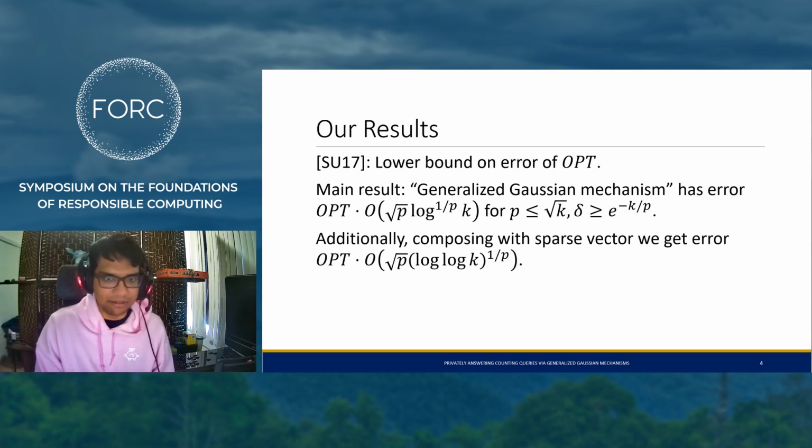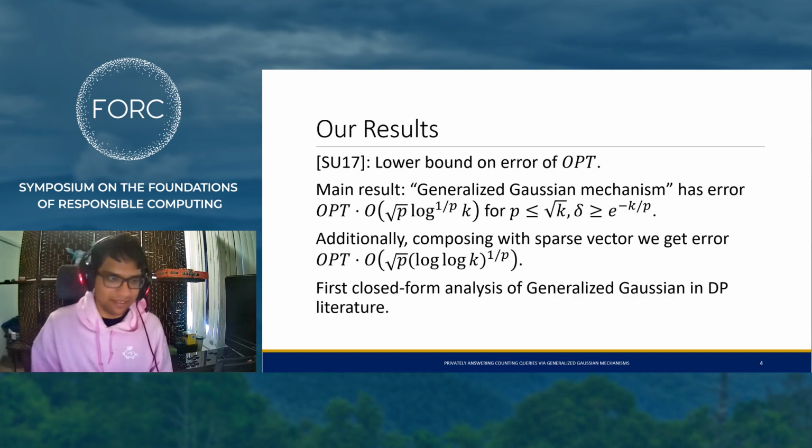Additionally, if we compose this with the sparse vector technique, we get error where the log k to the 1 over p gets replaced with log to the 1 over p of k. And then if you optimize for p, the first result becomes O-tilde of root log k, and the second result becomes O-tilde of root log k.